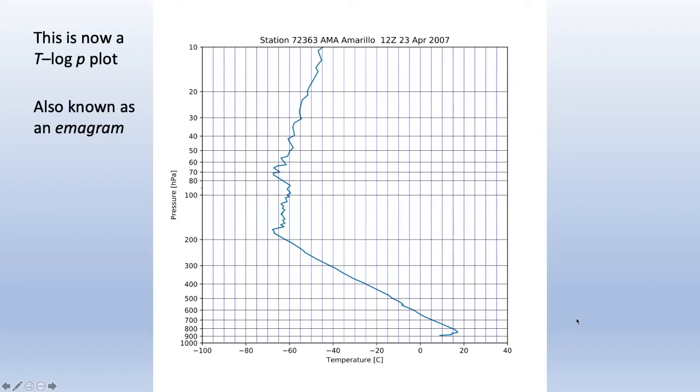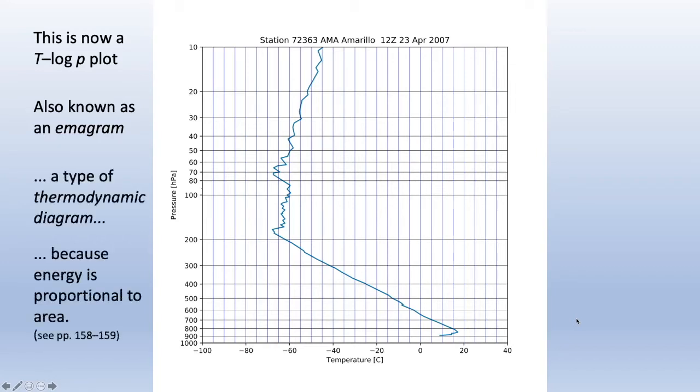Now this is called a T log P plot because we have T as the horizontal axis and log P is the scale of the vertical axis, and it's also known as an emagram. It's a type of thermodynamic diagram because energy turns out to be proportional to area on this diagram. This may not make a lot of sense to you at the moment, but when we get to a later part in the course, we'll talk about how area on the diagram is proportional to energy involved in processes involving vertical motions, changes of pressure, and so on, and that will be a very useful thing for interpreting things that happen on a Skew T diagram.